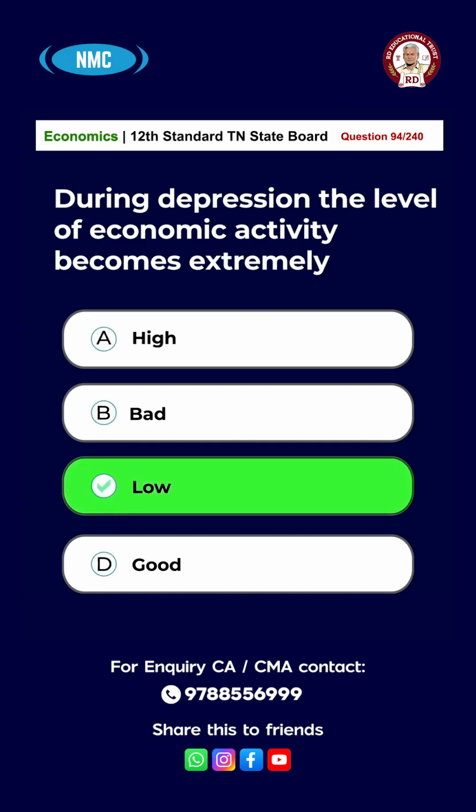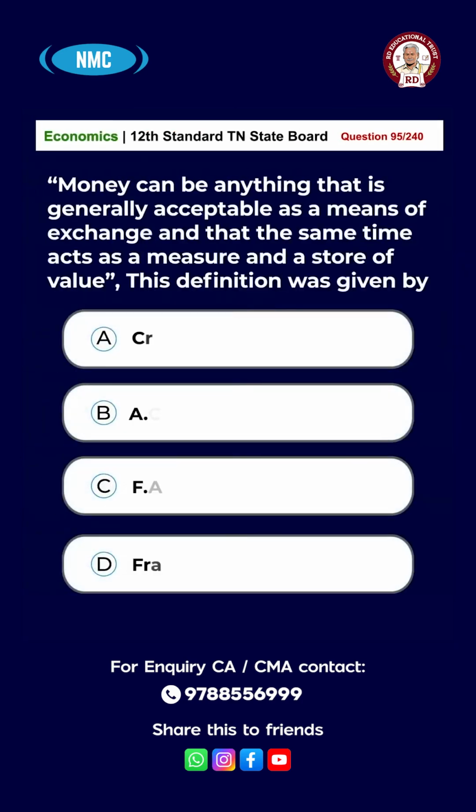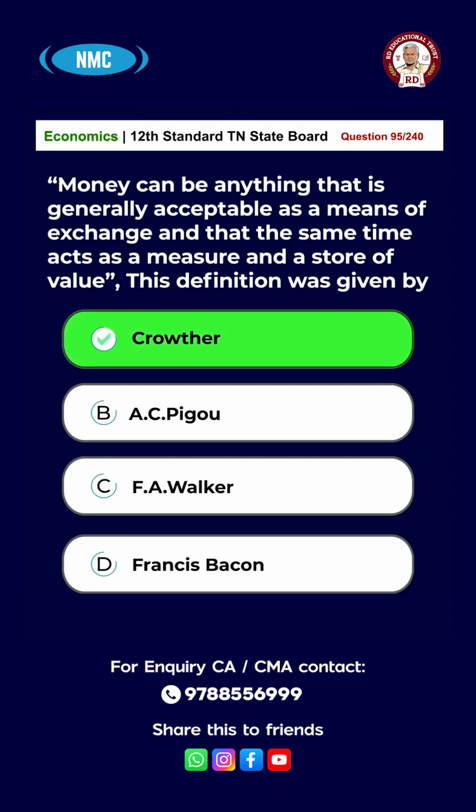Low. Question number 95. Money can be anything that is generally acceptable as a means of exchange and that at the same time acts as the measure and store of value. This definition is given by A, Crowther, B, A.C.P. Go, C, F.A. Walker, D, Francis Bacon. The answer is option A, Crowther.